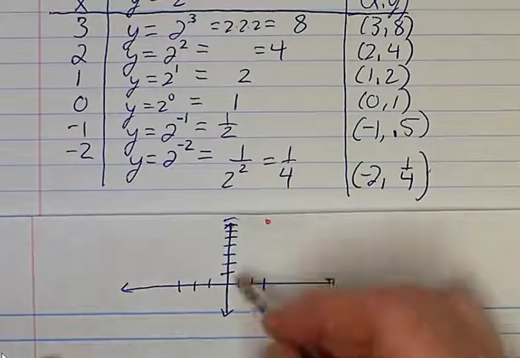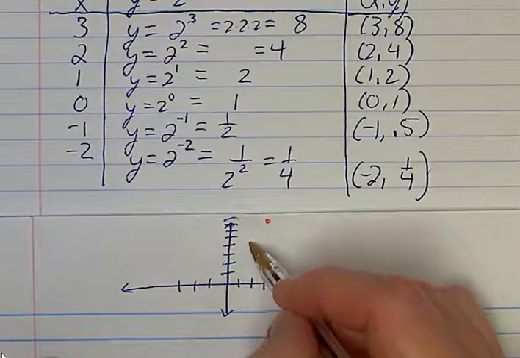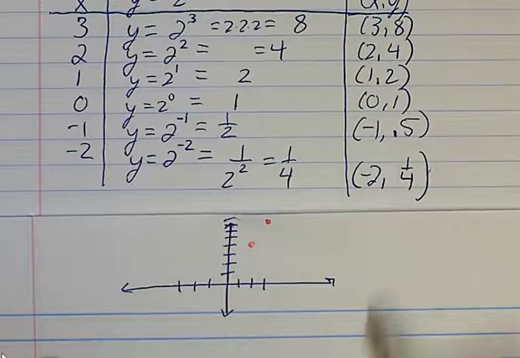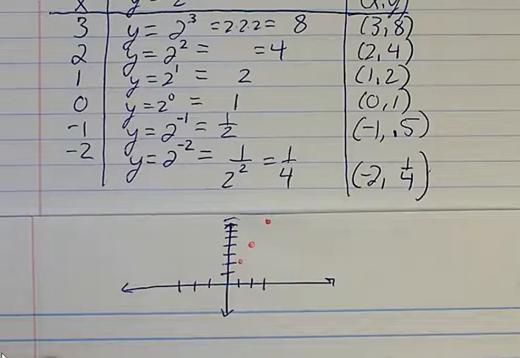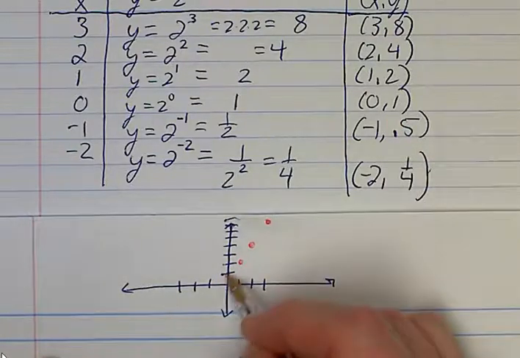Next point was at 2.4, so over to 4. Next graph was at 1.2. Next point was at 0.1.